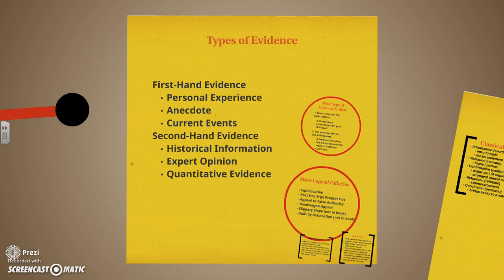We have first-hand evidence and we have second-hand evidence. First-hand is the idea that you have experienced it, or someone told you that has experienced it. So it's right within that main circle. So personal experience, the first one, should be quite obvious in the sense of it's something that you personally have experienced. You were there, you can tell people about it.